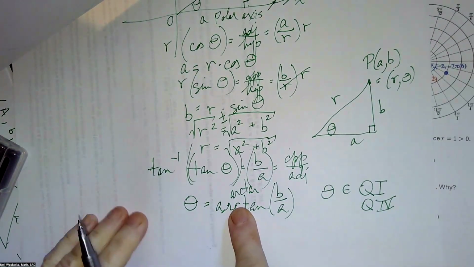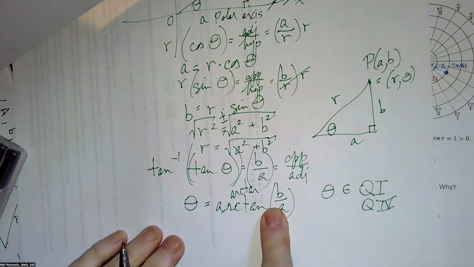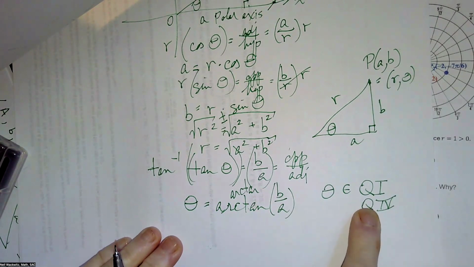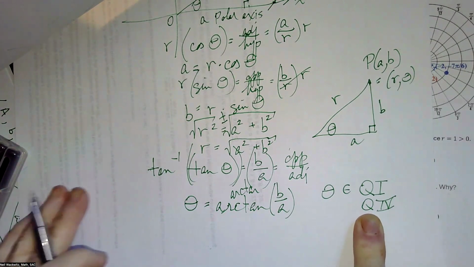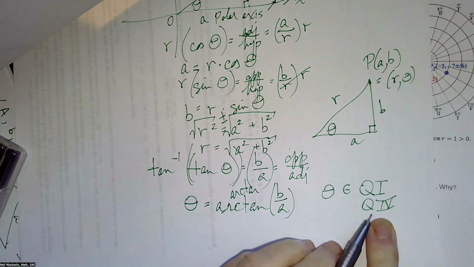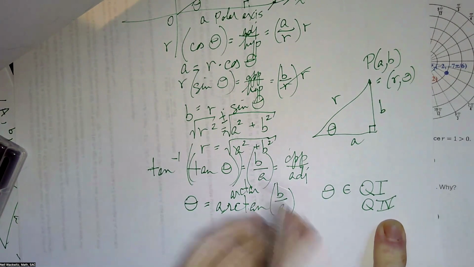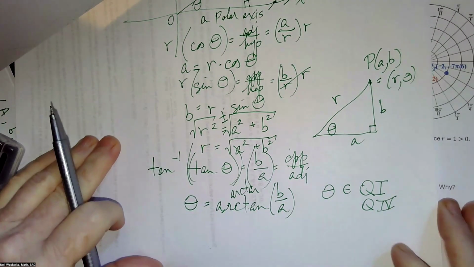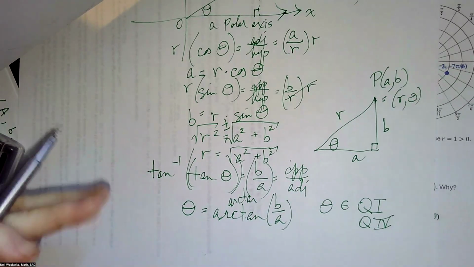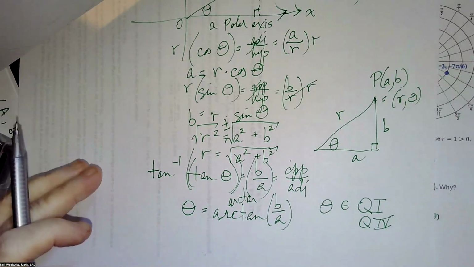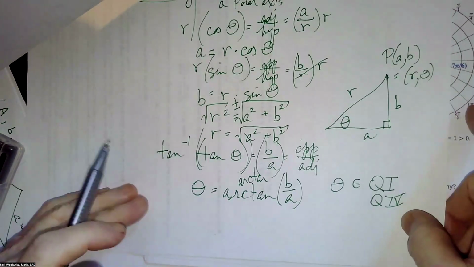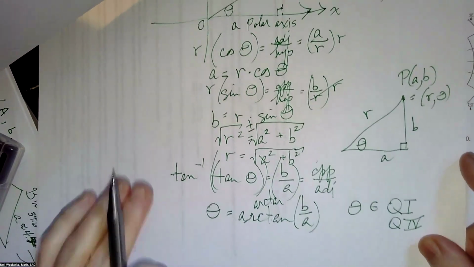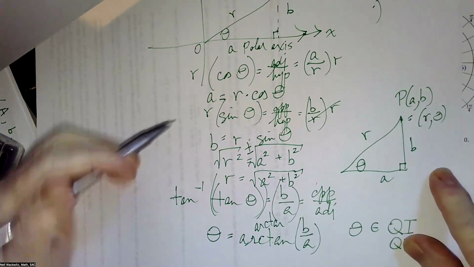If B over A is a negative value, we have to be in quadrant four, but the point itself may not be in quadrant four. So quadrant four will give us our angle. And then we have to see which quadrant our point is in and how we can move it there. We'll have an example of that in just a bit. But these are the equations that enable us to go back and forth.